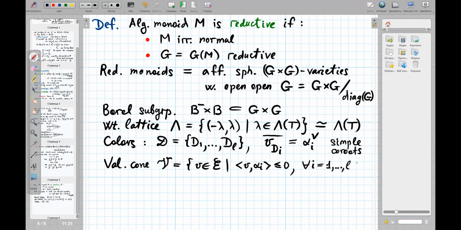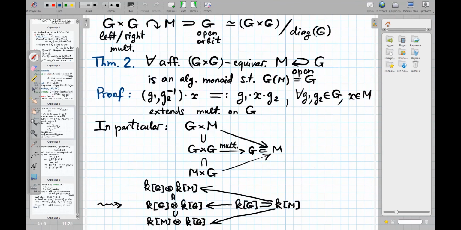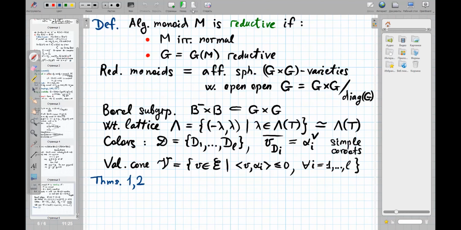Okay. All this we computed before. I just recalled it for your convenience. And now, the first two theorems which we proved today. Theorem 1, which is the affinity criterion for spherical varieties, and theorem 2, which says that algebraic monoids are the same as affine equivariant open embeddings of the group G. So these two theorems imply the following theorem. Let me call it theorem 3.